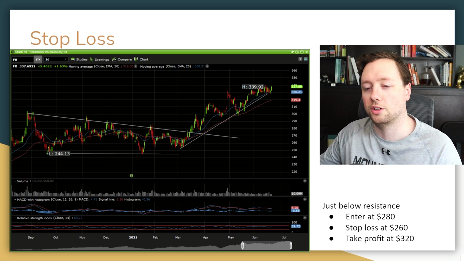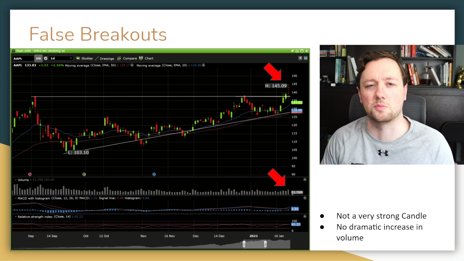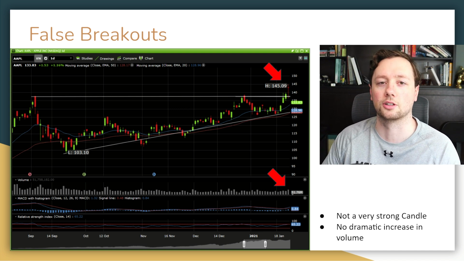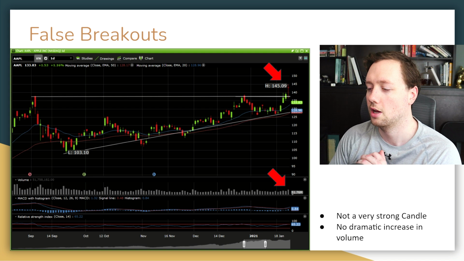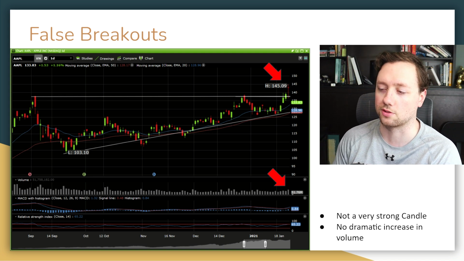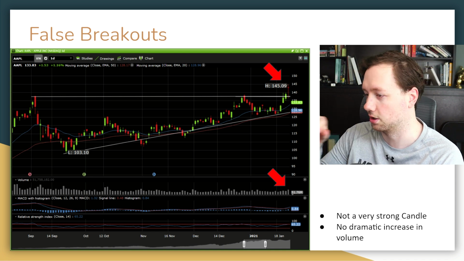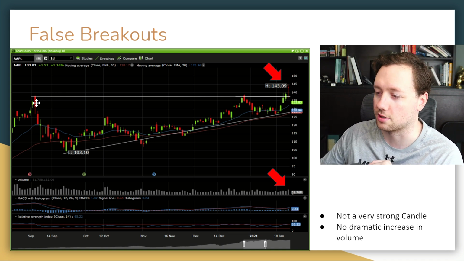Now, before we move any further, let's talk about false breakouts, because this is probably the biggest challenge when it comes to trading breakouts, is making sure that it's actually a breakout. So there are a couple of things that I like to watch for. Here is an example of a false breakout with Apple stock from earlier in this year. As you can see, we had resistance set at 135, 137 right here.